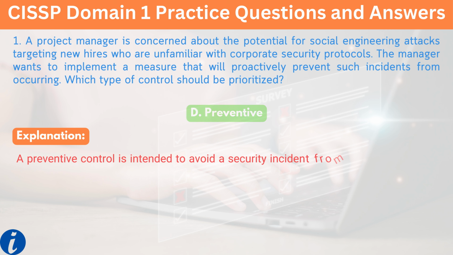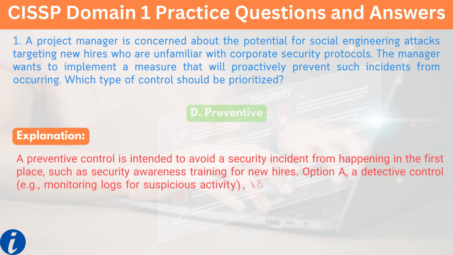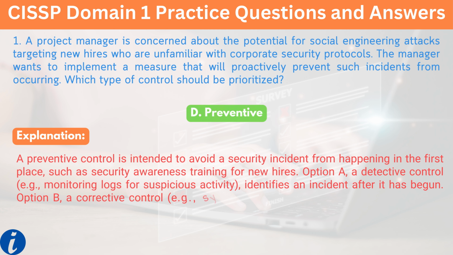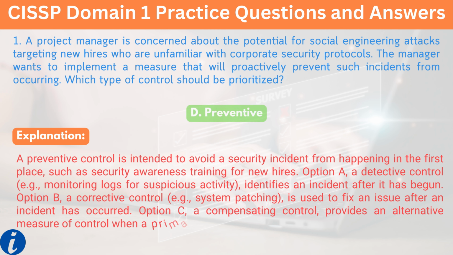Preventive. Explanation. A preventive control is intended to avoid a security incident from happening in the first place, such as security awareness training for new hires. Option A. A detective control, for example, monitoring logs for suspicious activity, identifies an incident after it has begun. Option B. A corrective control, for example, system patching, is used to fix an issue after an incident has occurred. Option C. A compensating control provides an alternative measure of control when a primary control cannot be implemented.